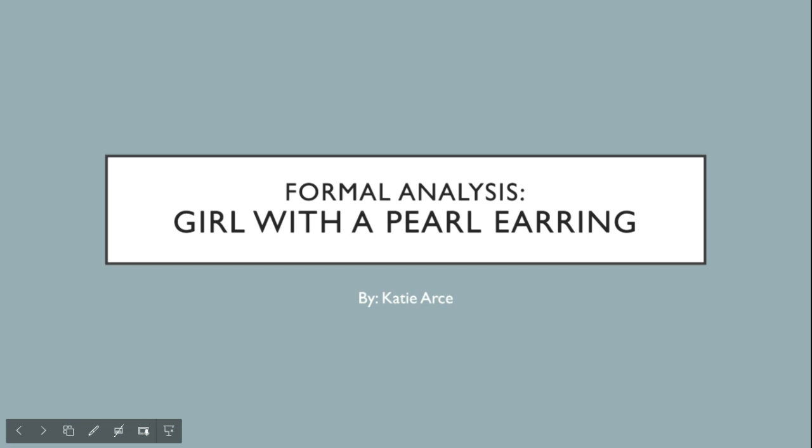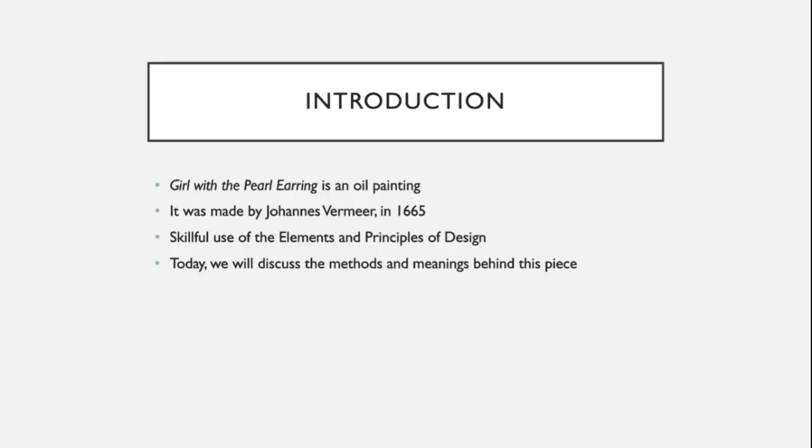I chose to do a formal analysis of The Girl with the Pearl Earring. The Girl with the Pearl Earring is an oil painting made by Johannes Vermeer, who skillfully uses the elements and principles of design to create a captivating portrait. In the following presentation, we will discuss in further depth the methods and meanings behind this work using various artistic techniques.